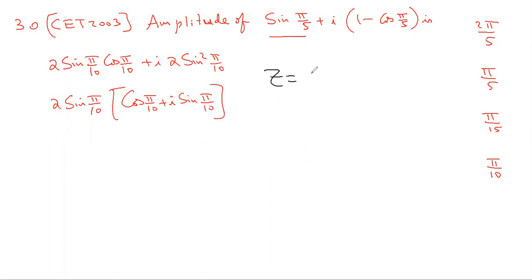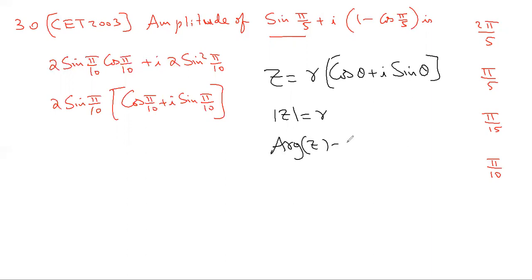So z equal to r (cos theta plus i sin theta). If the complex number is in this form, then mod z equal to r and the argument of z equal to theta. So using that logic and formula, this will be the r and this will be the argument. Argument and amplitude are both the same. The argument of the given complex number z equals pi by 10, and the option 4 is the correct answer.